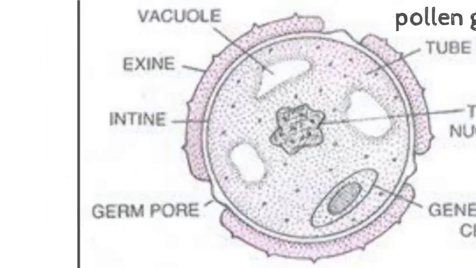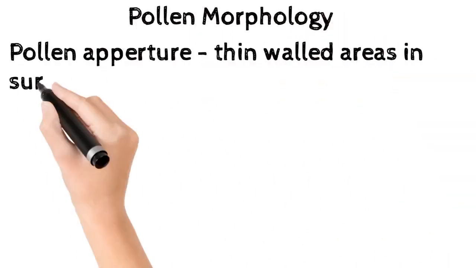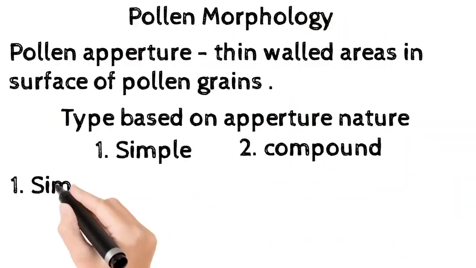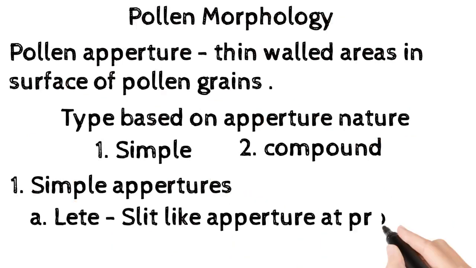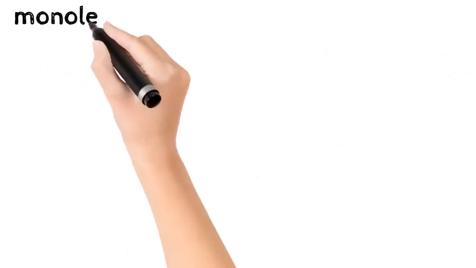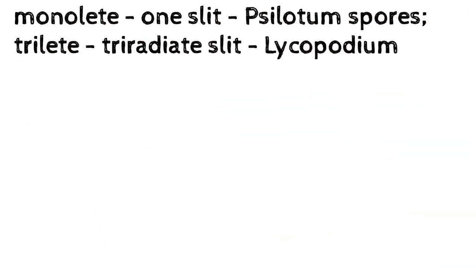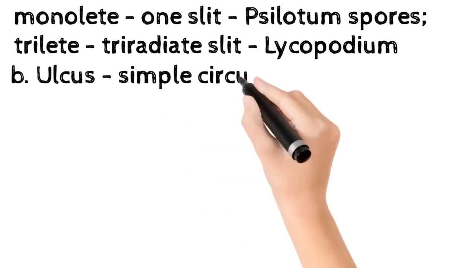Pollen morphology. Pollen aperture: thin-walled areas in the surface of pollen grains. Types based on aperture nature. 1. Simple apertures. A. Lete: slit-like aperture at the proximal end. Example: pteridophyte spores. 2. Compound apertures. Monolete: one slit, for example Xylotum spores. Trilete: triradiate slit, for example Lycopodium spores.